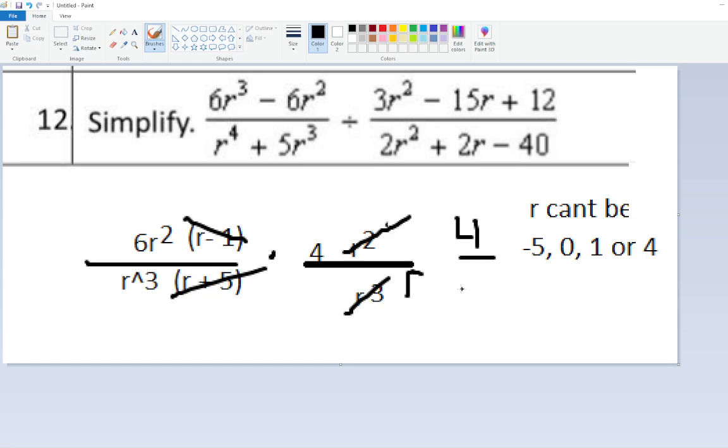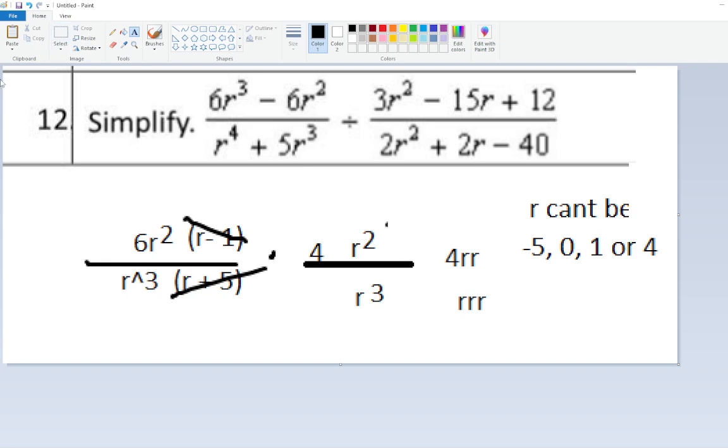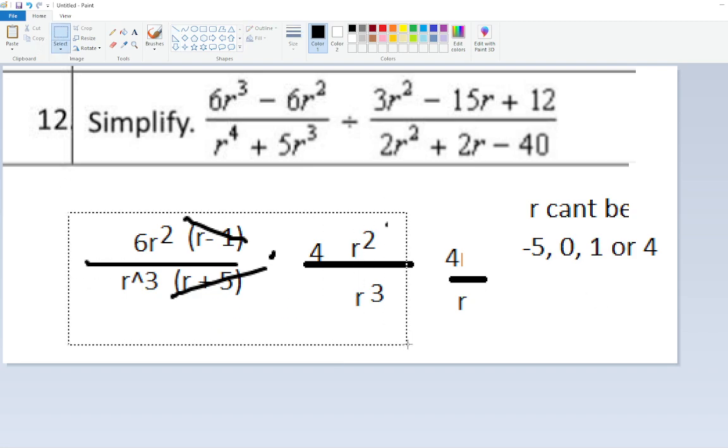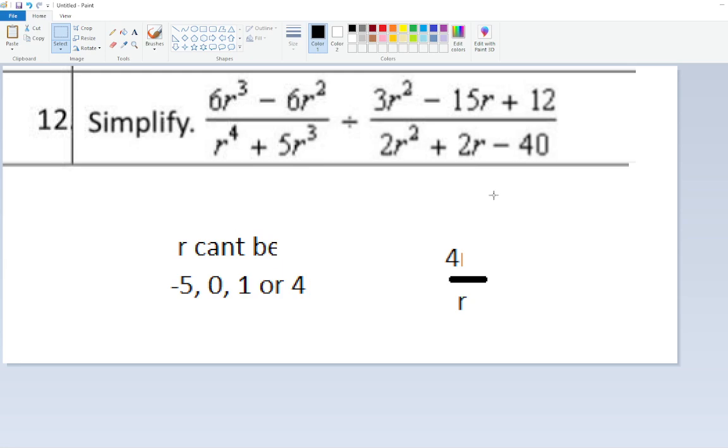4 over R. To visually understand this, remember that 4R squared is simply 4 times R times R. And R cubed is simply R times R times R. And it's clear that these two R's cancel with any two R's down below, and I'm left with 4 over R. That is the final simplified version. 4 over R is the final answer. But all those restrictions apply. You cannot forget your restrictions.